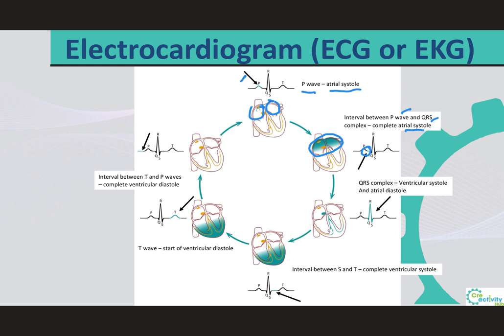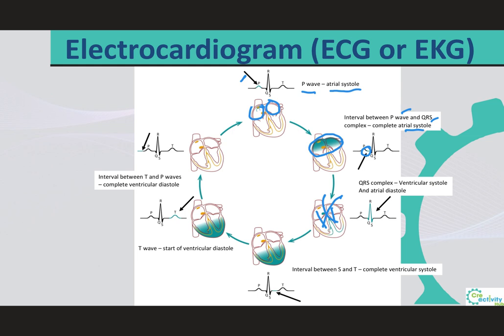Then we'll go to the QRS complex, which is when we have the ventricular systole occurring. So notice how this peak is much higher than either the P wave, which came before the QRS complex, or the T wave, which is after the QRS complex. And this is because the ventricles push the blood out of the heart with way more pressure than the atria is pushing the blood into the ventricle.